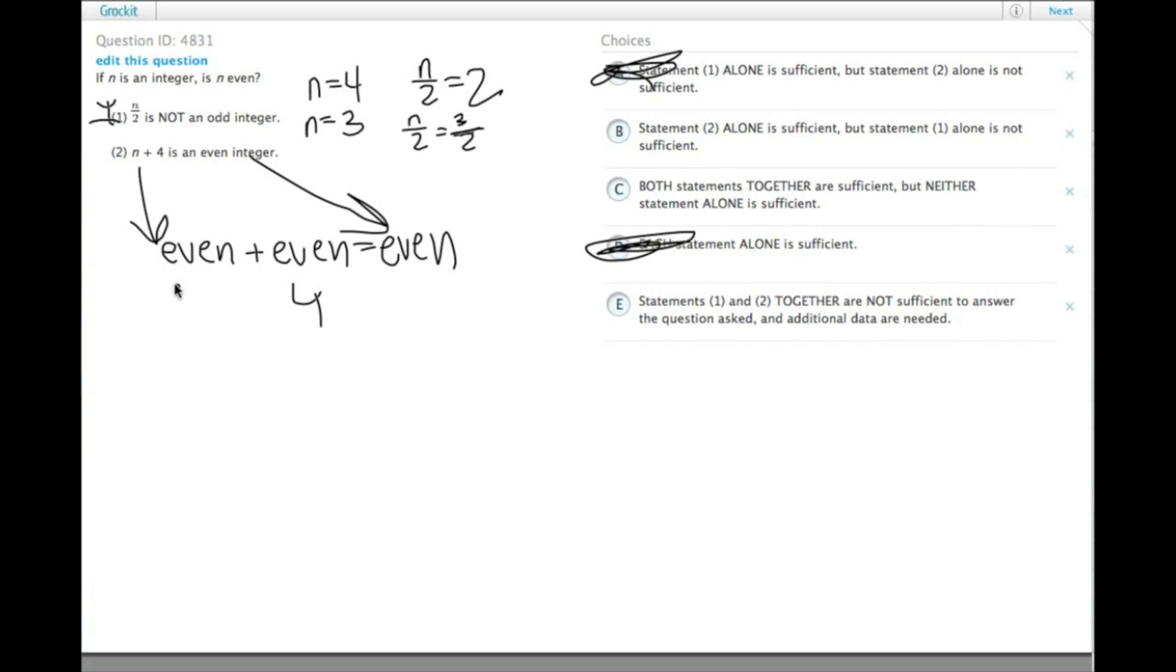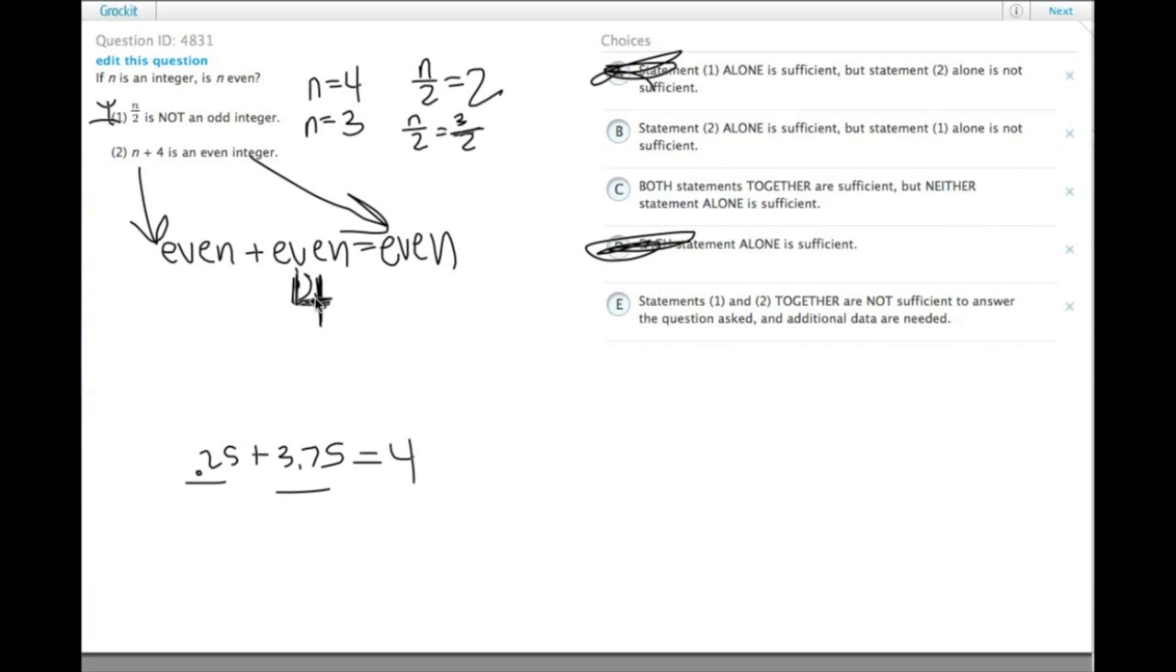Let me restate that. Since 4 is an even integer on its own, it can only be an even integer that you can add to 4 to get an even integer. You could, for example, have two numbers that add together to be an even integer that are not themselves even. So you could have 0.25 plus 3.75. Neither of these is an even integer, but they do add up to 4.